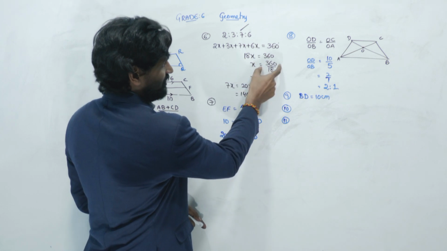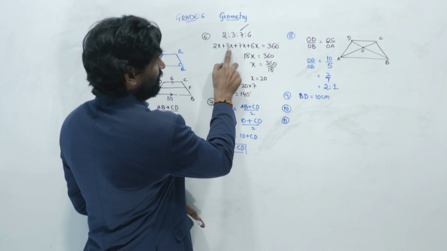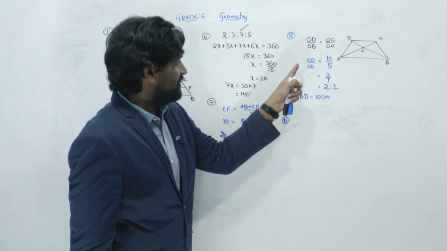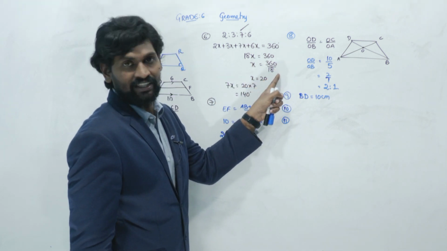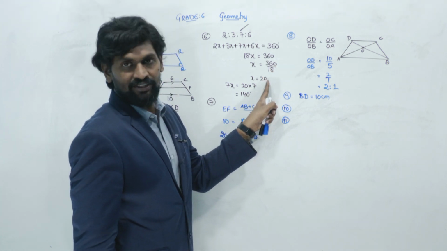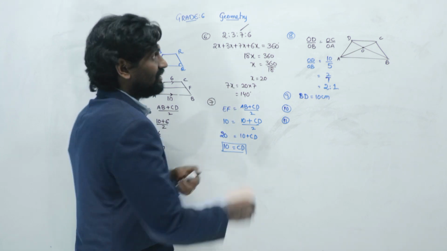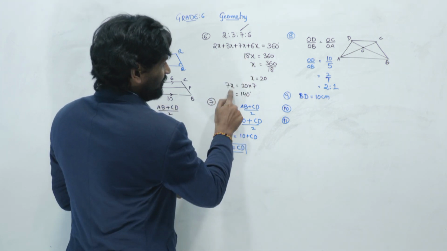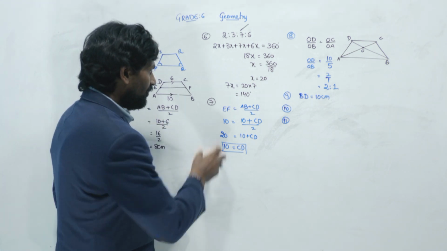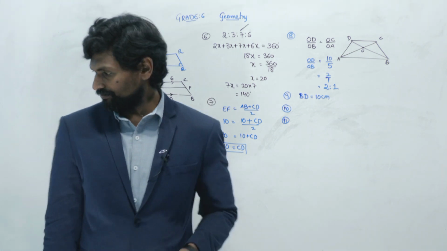Find the x value first. 2 plus 3, 5, 5 plus 7, 12, 12 plus 6, 18x. 18x value is 360, then x value is 360 by 18. 18 times 20 is 360, so 20. Okay? So x value is 20, then we need to find the larger angle. Larger angle means the larger one, 7x. 7x value is 20 into 7, 140.